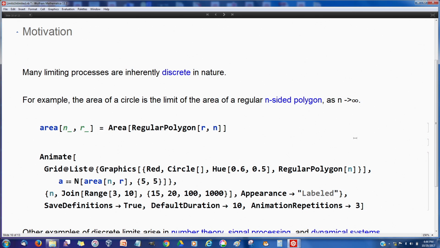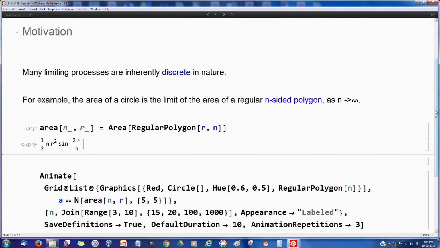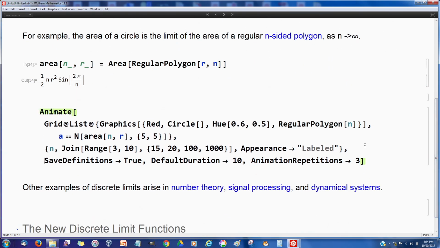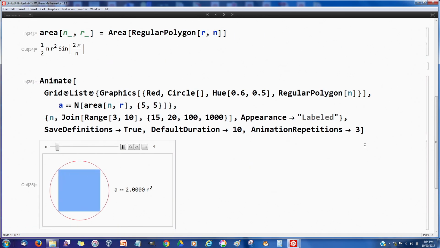So here's a nice animation created by Itai for seeing how the area of a circle gets approximated by the areas of polygons.